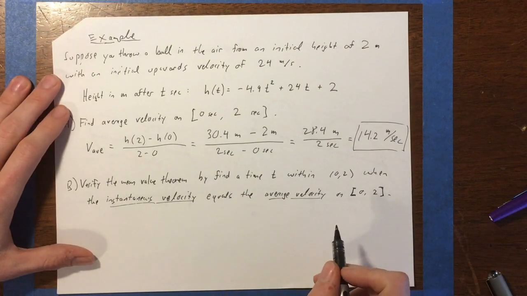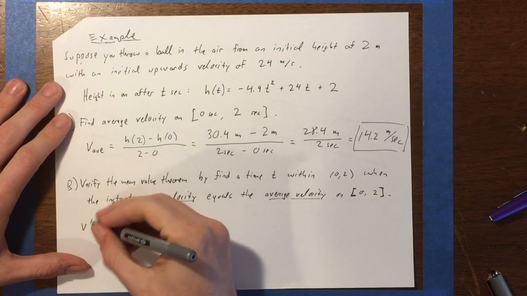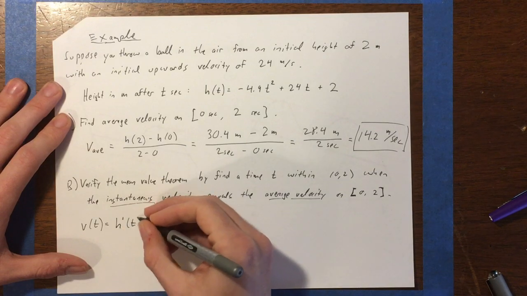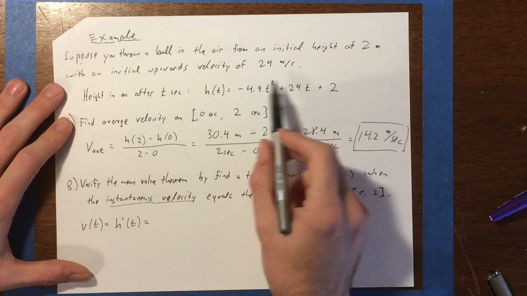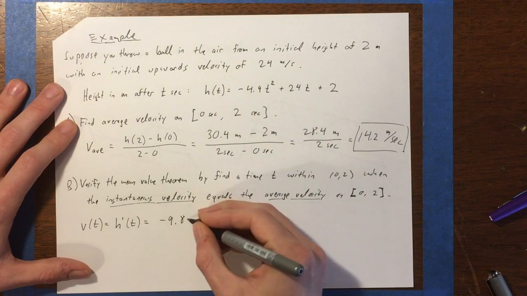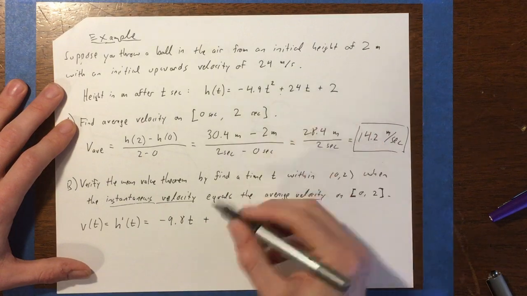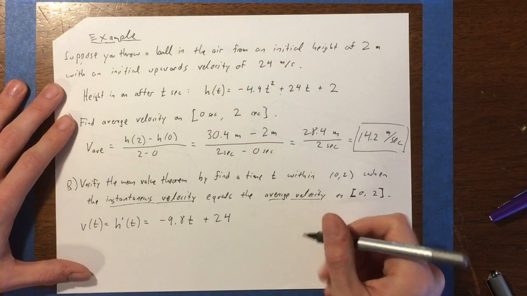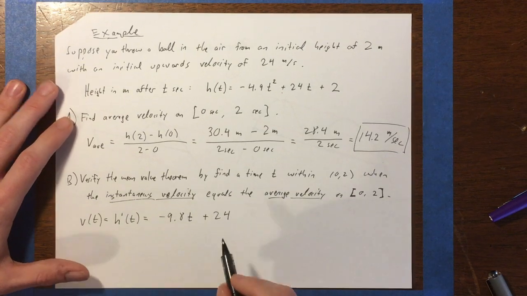So what we need to do is find the velocity as a function of time. So v of t, the velocity, is going to be the rate of change in height. So h prime of t. So I've got to take the derivative of this function. We'll just use the power rule here. So negative 4.9 times 2 is negative 9.8, and then times t to the power 1. And then plus the derivative of 24t, which will be 24. And then the derivative of plus 2 is plus 0. So we have negative 9.8t plus 24. So that is our velocity as a function of time.